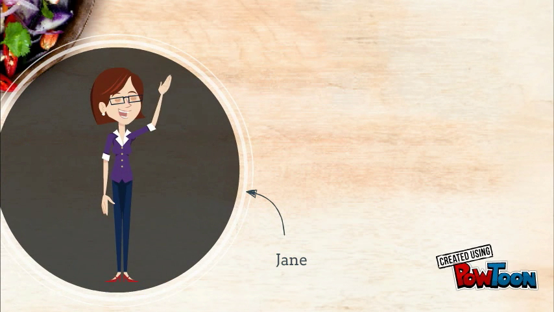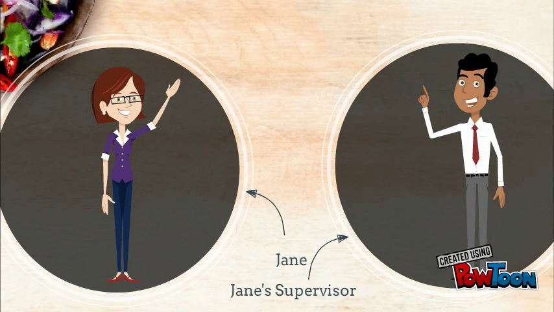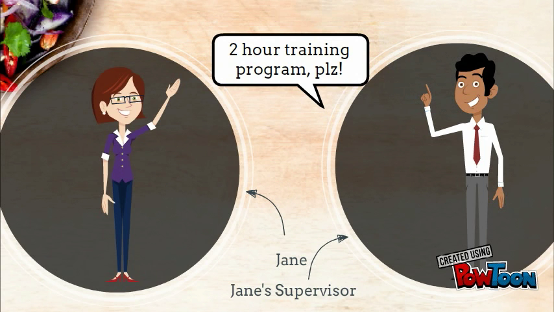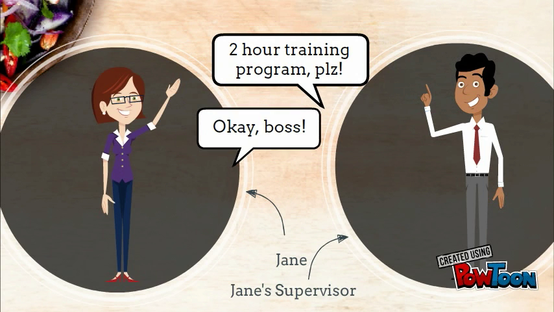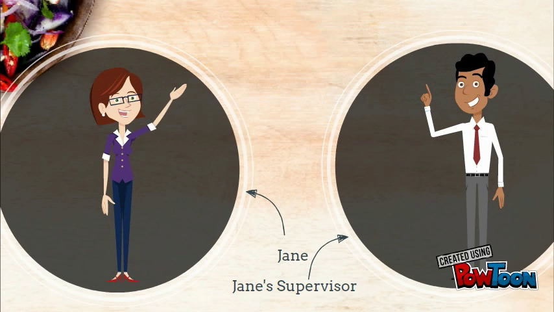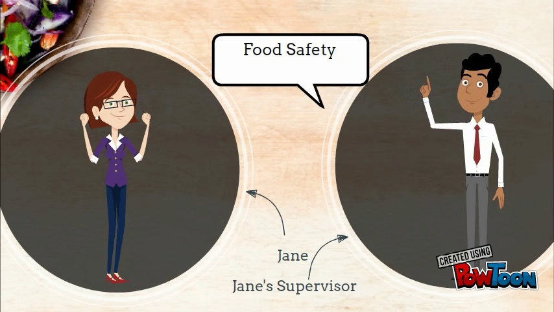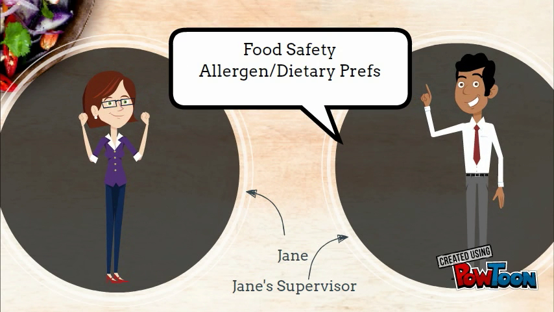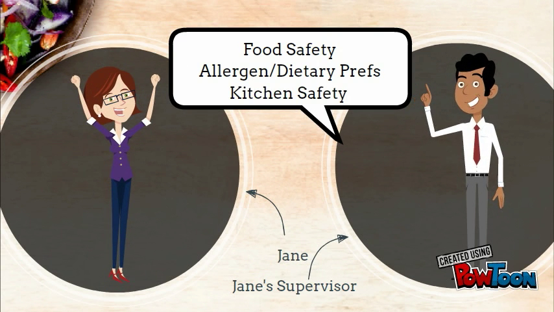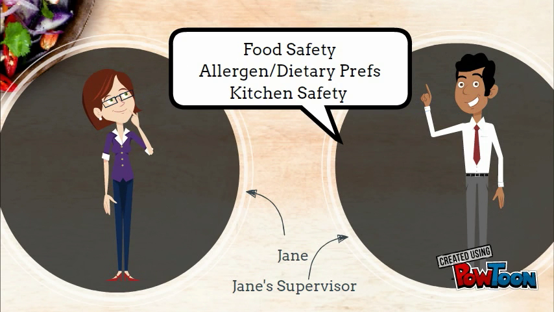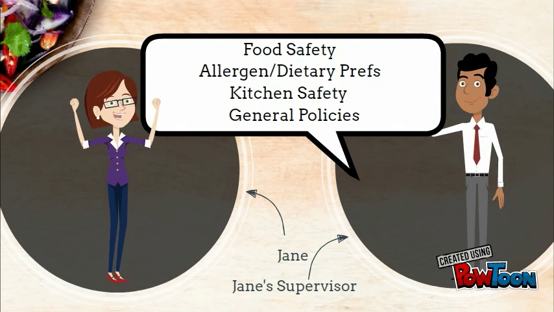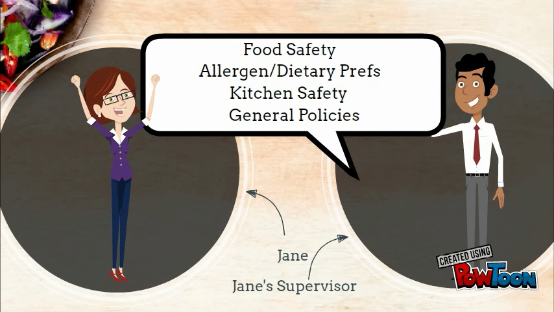This is Jane. She is a food service coordinator in a large campus dining hall. She has been asked by her supervisor to design a 2-hour training program for new employees. Jane must cover food safety, allergen and dietary preferences, the basics of working safely in a kitchen, and finally, Jane will need to cover the general rules and procedures of the dining hall.